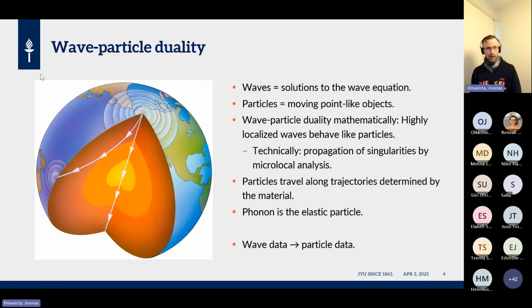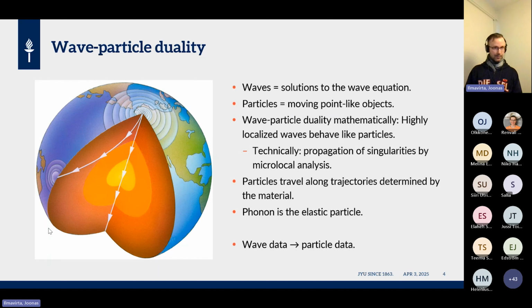In the picture on the left, I have an earthquake. The earthquake is somewhere in Alaska, apparently, and then these waves propagate throughout the Earth. But I can think of these waves as being composed of individual point particles, and the two rays drawn in the picture would be two trajectories that these point particles take. These particles travel along specific curves, and these curves are determined by the material.